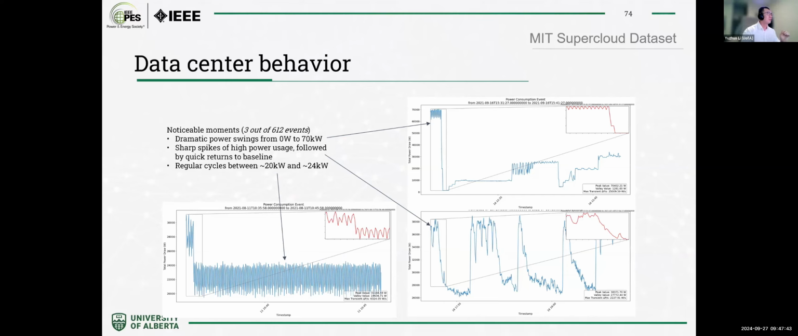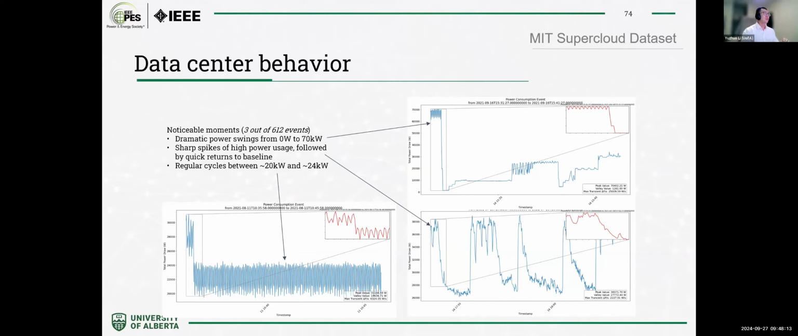And there's another example showing sharp spikes followed by quick returns to the baseline, at the bottom right side. We see this happen continuously. Somehow the model or the GPU reaches a really high power consumption level and then drops back, then goes to peak again and drops back.